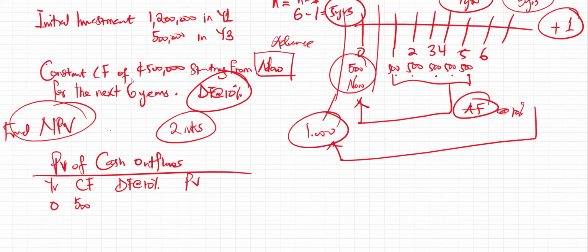So the NPV will be 695,500. Positive or negative? Positive.